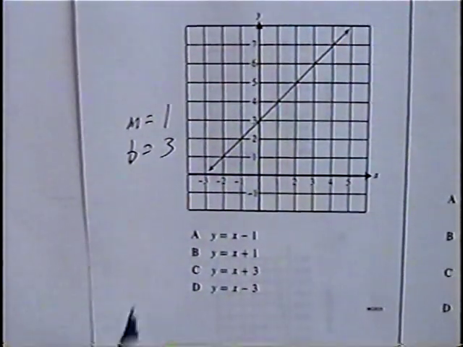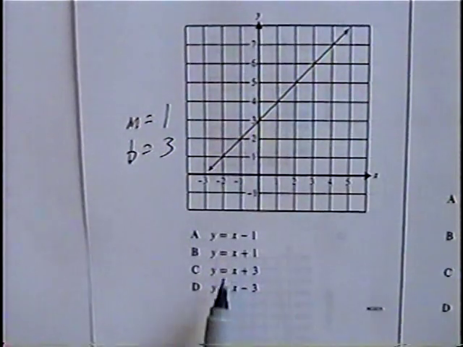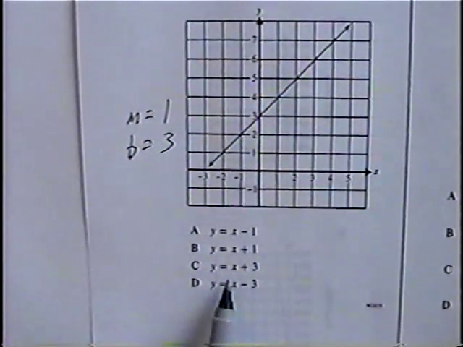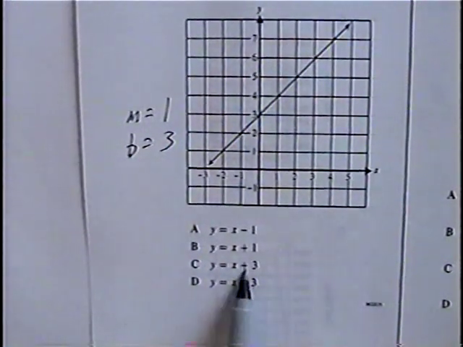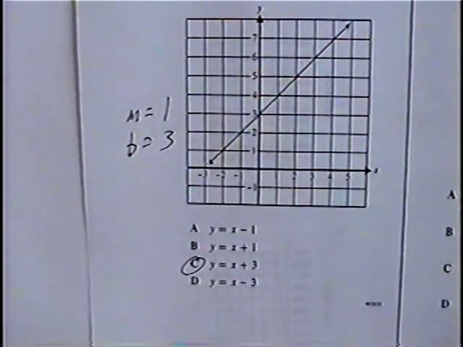Looking at the answers, slope of 1 could be A, B, C, or D. They all have a positive 1x. And letter B at the end should be a positive 3. The only correct answer would be C.